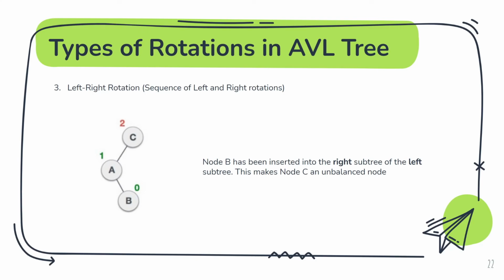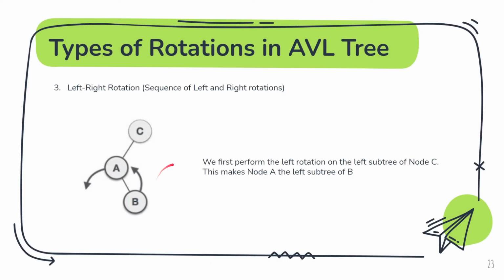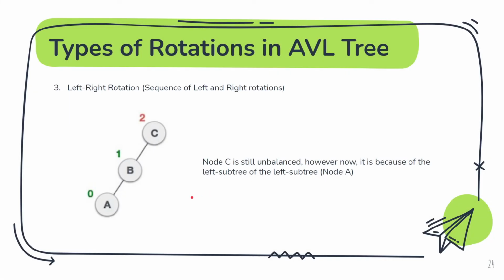Now let's look at a bit of a more complex rotation, which is called the left-right rotation. We can see in this example that node B has been inserted into the right subtree of the left subtree. This makes node C have a balance factor of 2, thus making the whole thing unbalanced. So we first have to perform the left rotation on the left subtree of node C. This makes node A the left subtree of B. So essentially B goes to where A is, and then A goes to the left subtree of B. So it looks like this now.